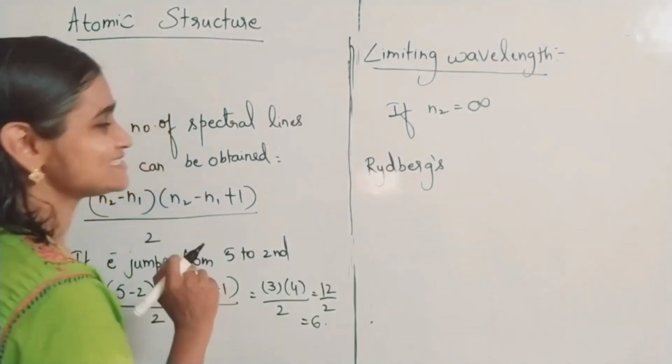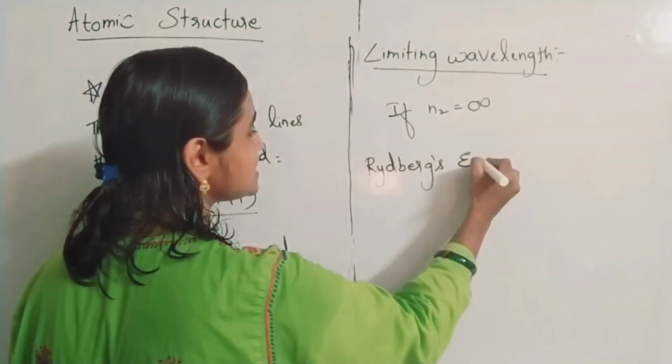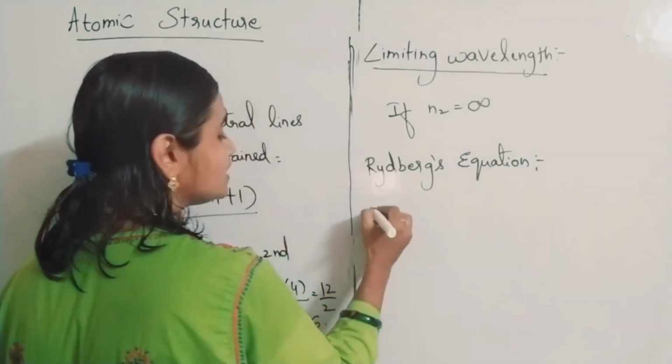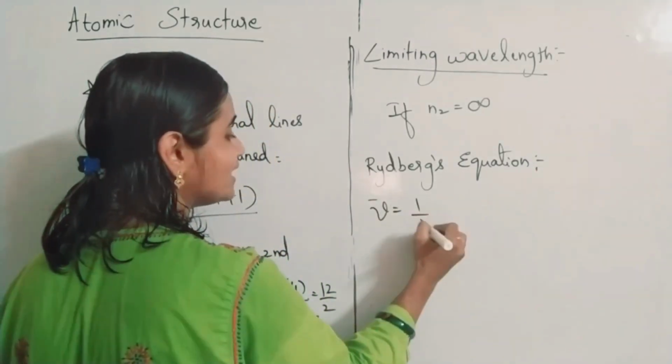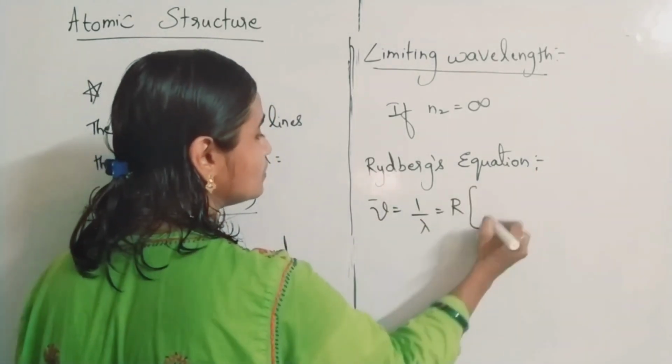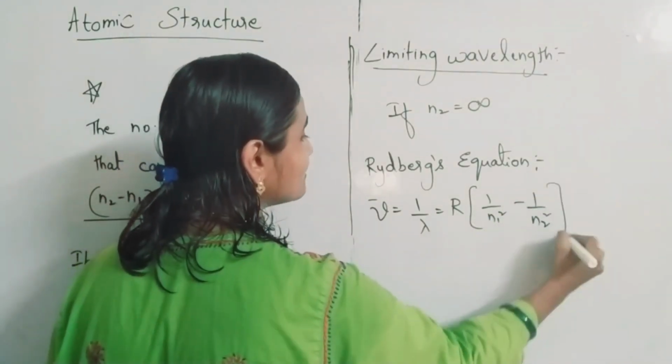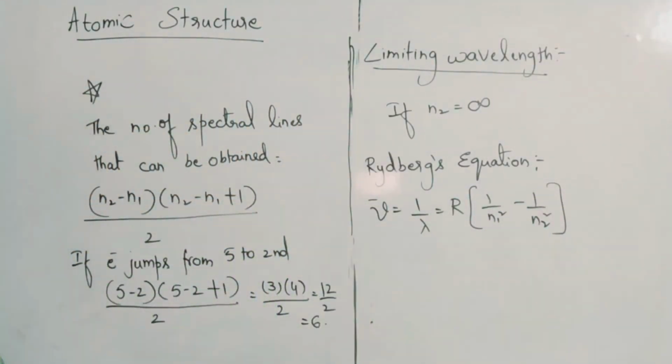Rydberg's equation. What is Rydberg's equation? Do you remember? So here nu bar, which is equal to 1 by lambda, is equal to R into (1 by n1 square minus 1 by n2 square). This equation you call Rydberg's equation, isn't it?